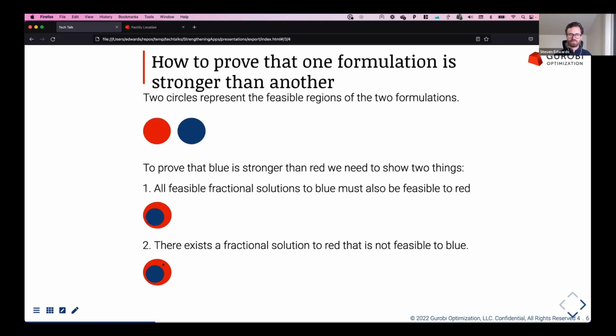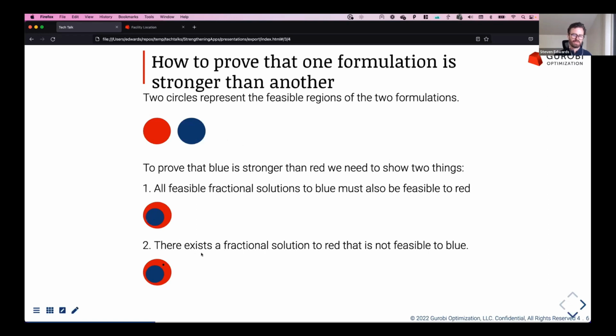So how to prove that one formulation is stronger than the other. If we have two circles which represent feasible regions of two formulations, a red circle and a blue circle, to prove that the blue circle is stronger than the red, we need to do two things. The proof always comprises two parts. You have to prove that all feasible fractional solutions to blue must also be feasible to red. So that shows that blue is in red.